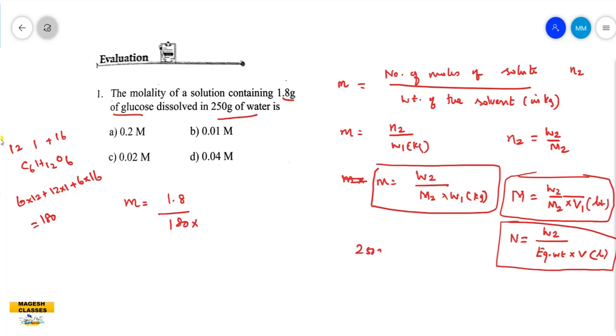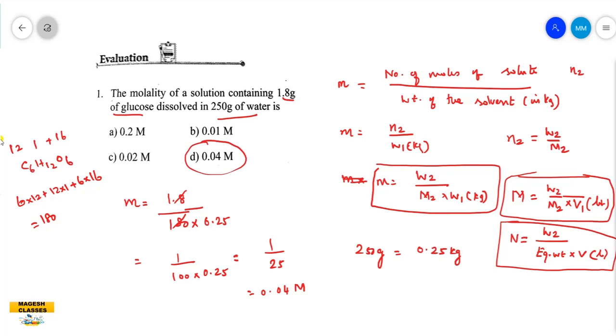250 gram of water is equal to 0.25 kg, clear? So this is equal to 1 by 100 into 0.25, which is equal to 1 by 25, that is 0.04. Okay, your answer is D. Students, you have to keep in mind the molality formula, molarity and normality in such a way: in kg, or divided by 1000, or in this case liter.